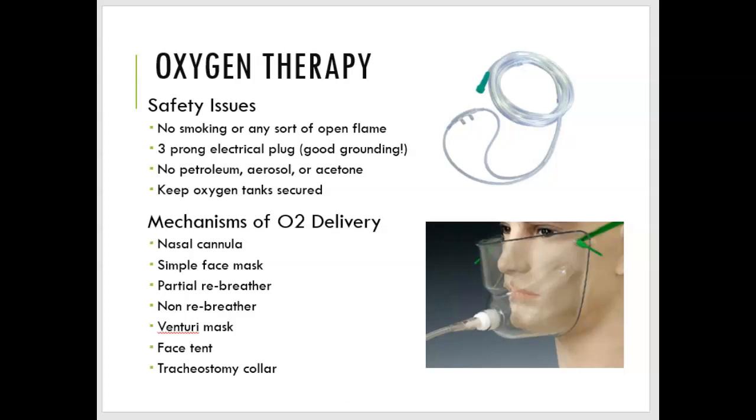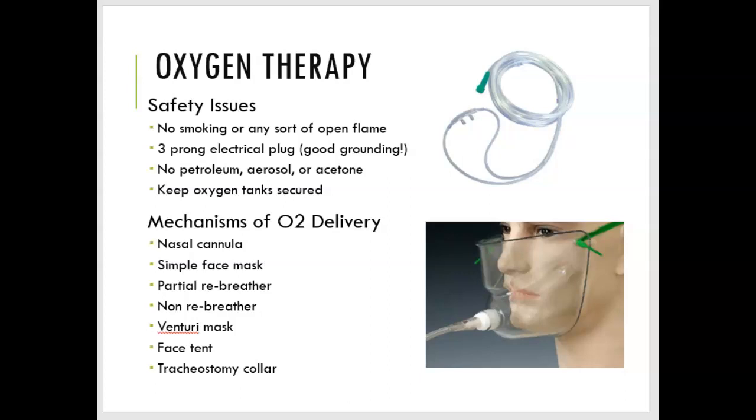Aerosols are tiny particles, which are not good for somebody's airway anyway. If somebody's on oxygen therapy, that is not good for the lungs to begin with, but then aerosol cans are also a flammable substance. And then there is also acetone. If you don't know what acetone is or is contained in, that is fingernail polish. There's a lot of fumes with fingernail polish, so again, not good for the respiratory system, also very flammable.